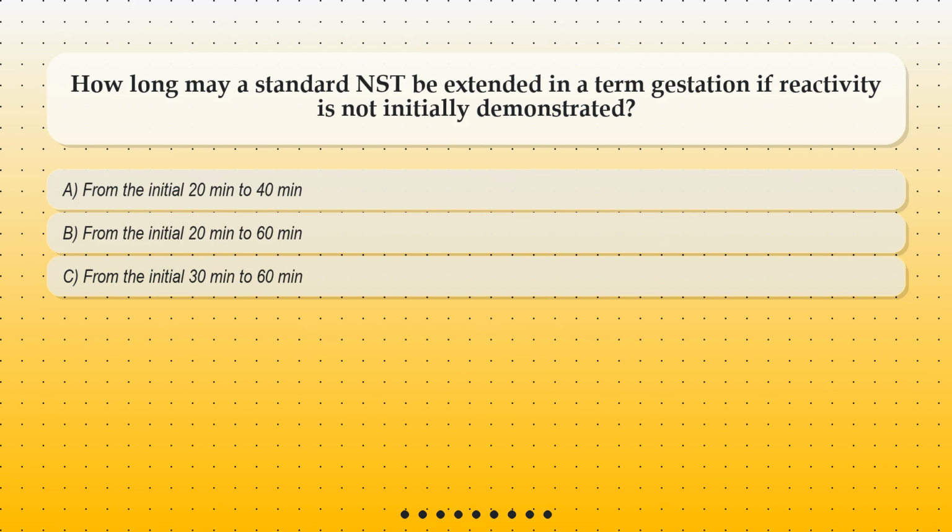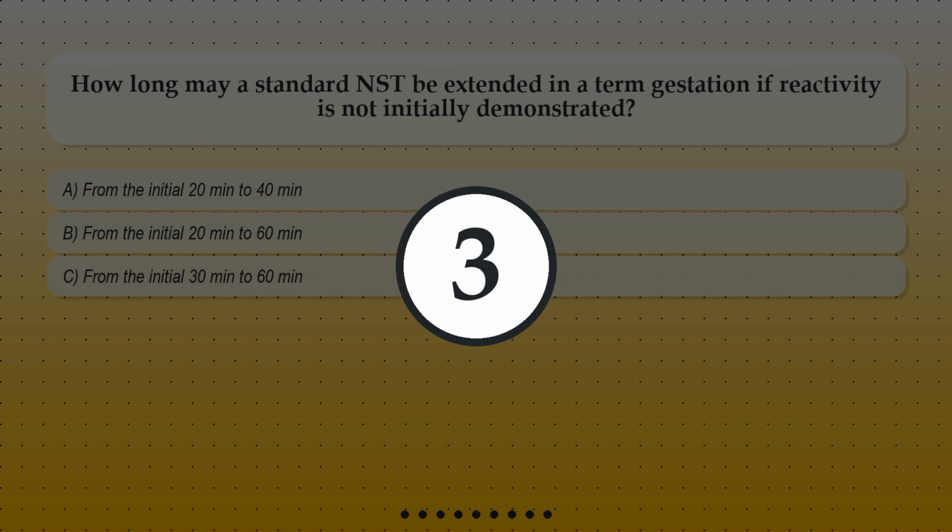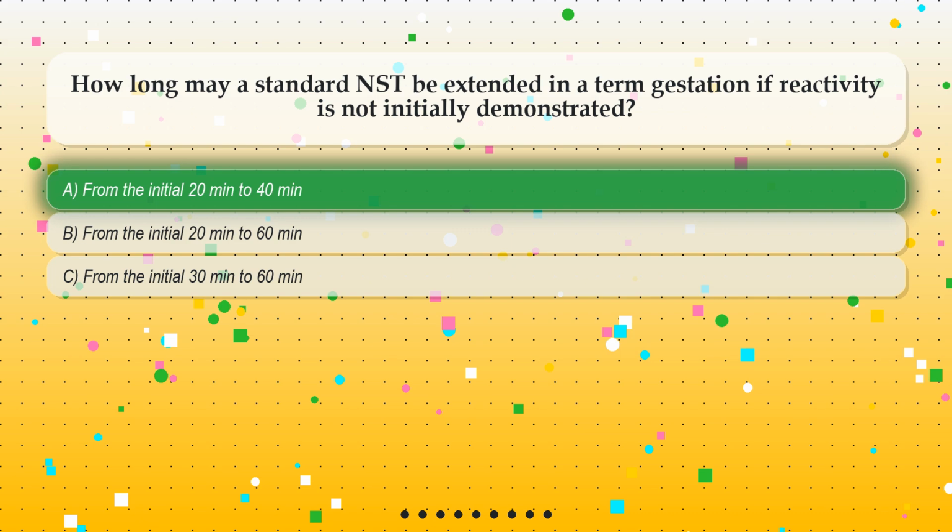Question 5. How long may a standard NST be extended in a term gestation if reactivity is not initially demonstrated? Option A, from the initial 20 minutes to 40 minutes. Option B, from the initial 20 minutes to 60 minutes. Option C, from the initial 30 minutes to 60 minutes. The correct answer is option A, from the initial 20 minutes to 40 minutes.